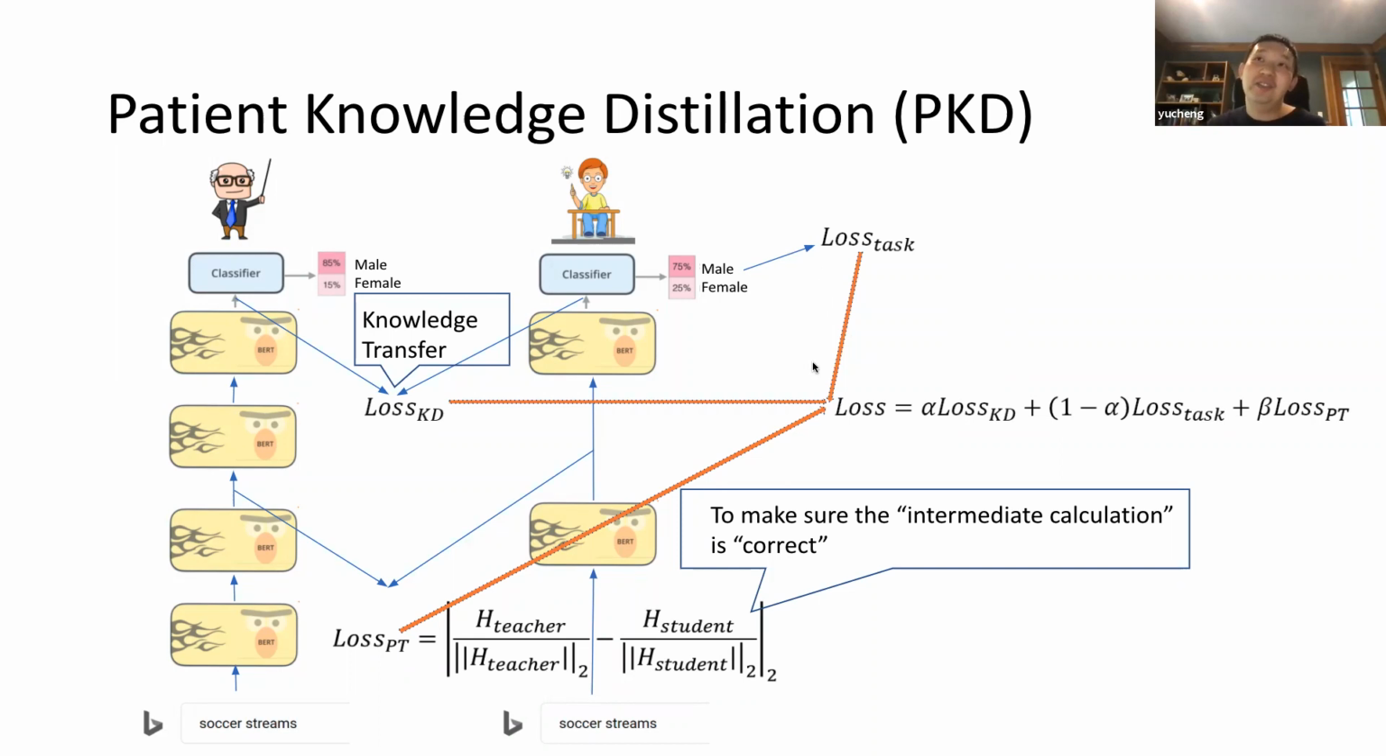So the final loss has three parts. One task-specific loss, and then the KD loss, and then what we call the patient teacher loss, which just matches the L2 norm between the two intermediate transformer layers.